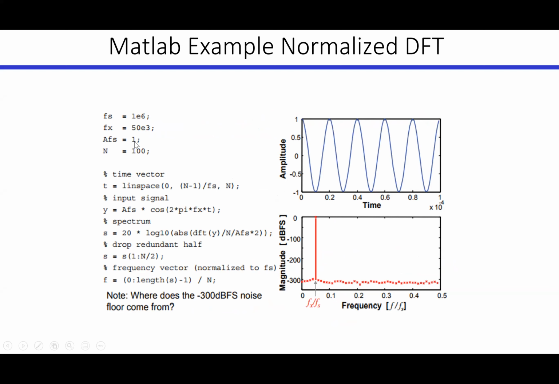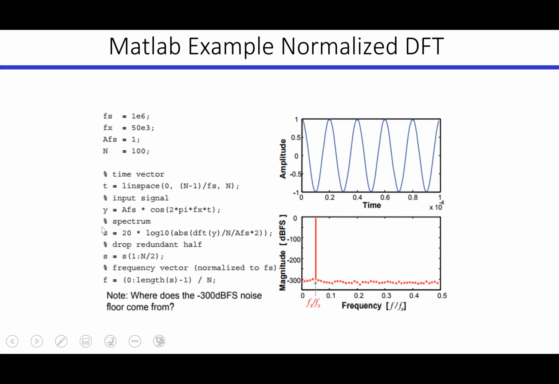Now our N, or number of FFT points, is 100. We usually prefer, in order to have an FFT, since this is a discrete Fourier transform, if you want to have an FFT, a fast Fourier transform, you need to select N to be 2 to the power of something. So 64, 128, and any number of 2 to the power of something.